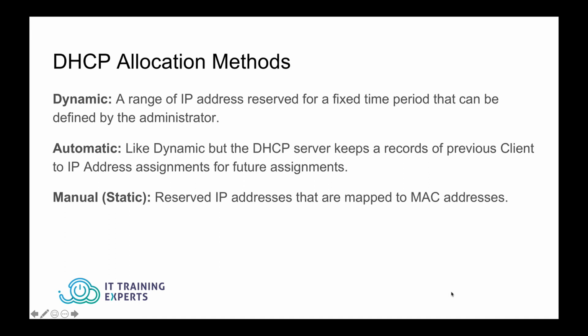Manual, or static, is reserved for IP addresses that are mapped to MAC addresses. This one, I've never seen, but I could see in situations where you need that fine level of control, you might want to do that. If you're permitting somebody to have access, for some reason, you may want to have that kind of almost whitelist approach where you're actually defining the MAC addresses that are allowed to get on the network.